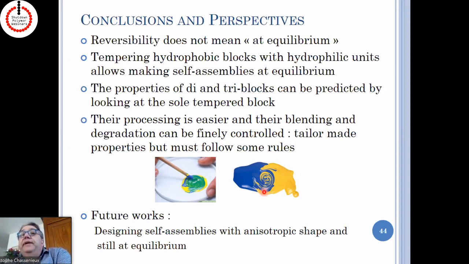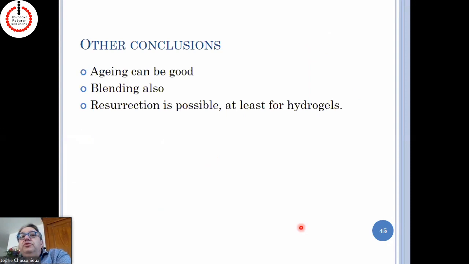What we are doing currently with the group of Maud Save and Elise Degnaud in Pau is to try to use the same strategy, I mean tempering the hydrophobic block, but in this case to obtain anisotropic nanostructures and no more spherical micelles. So these were scientific conclusions.